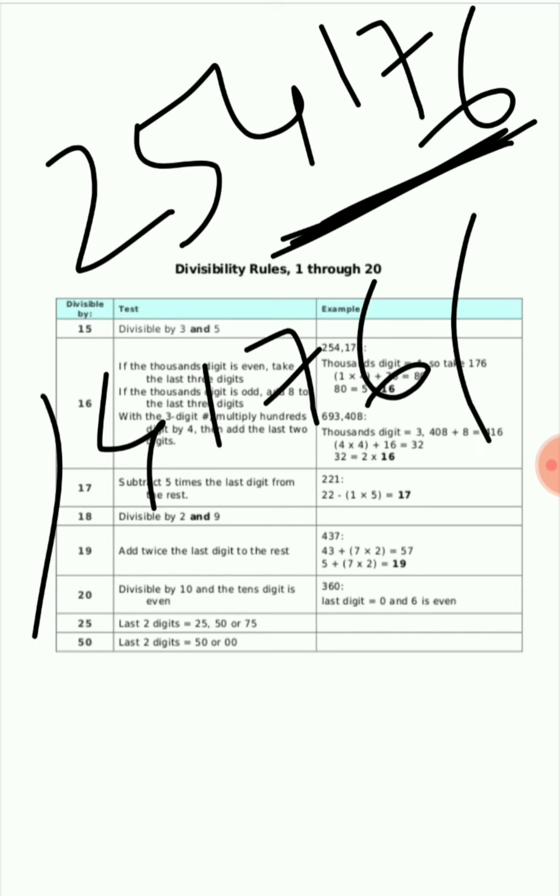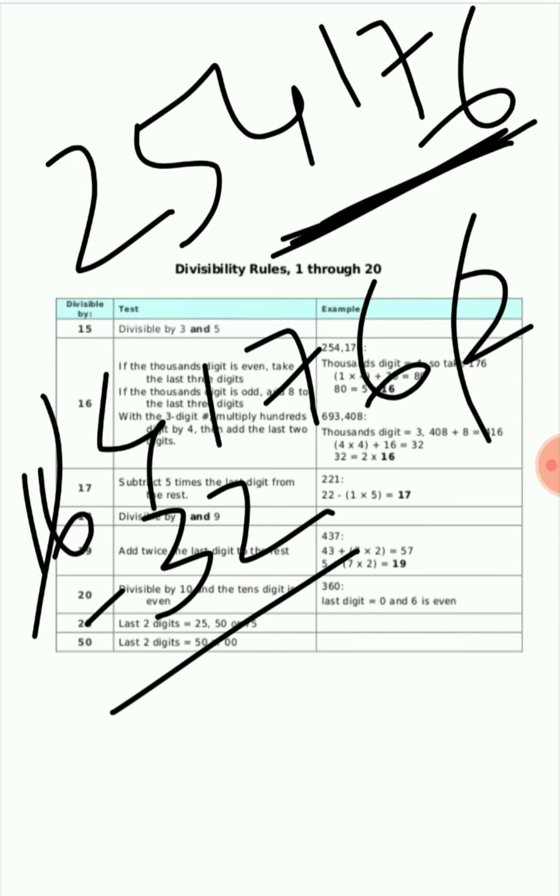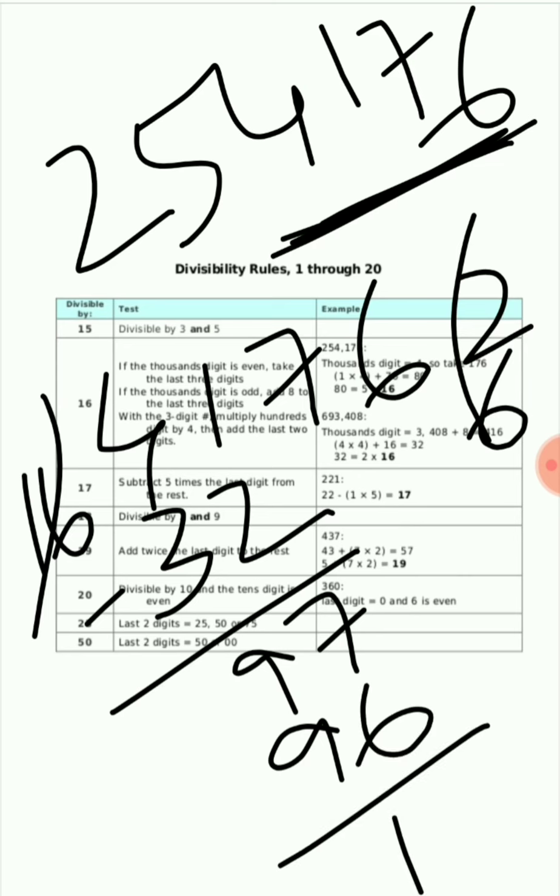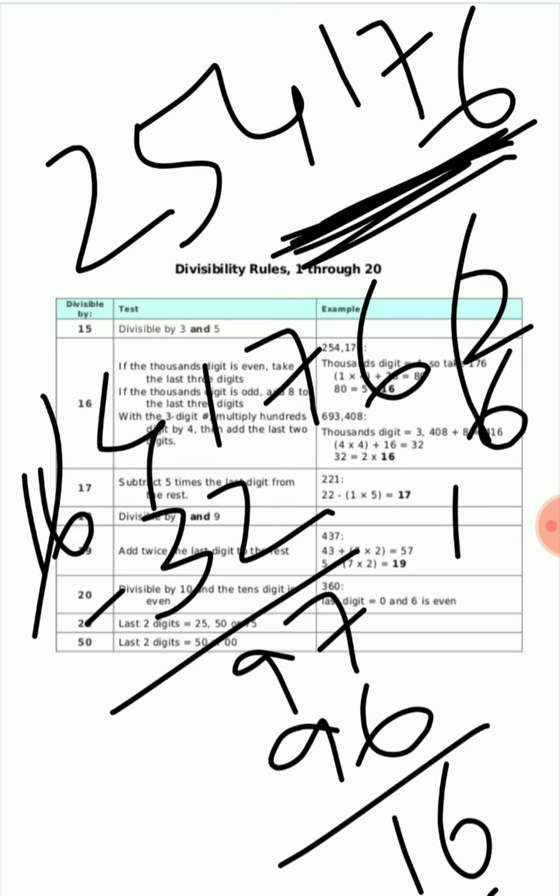4176 divided by 16. 16 times 2 is 32. 9, 7. 16 times 6 is 96, 1, this 6, 16 ones is 16. So this number is divisible by 16, hence the whole number is divisible by 16.